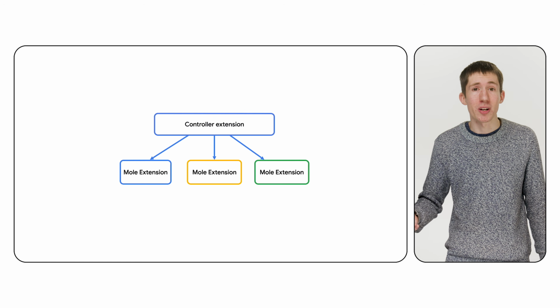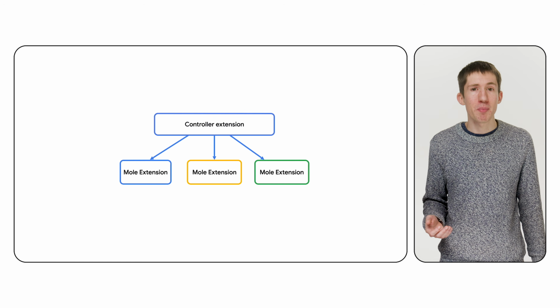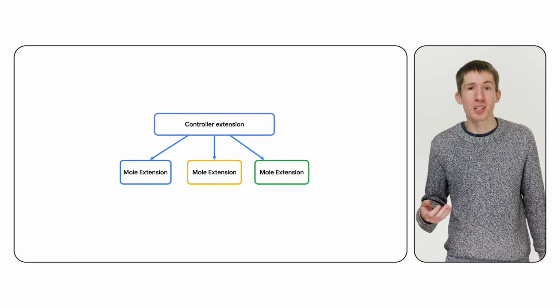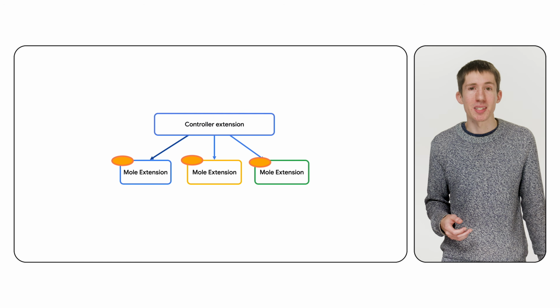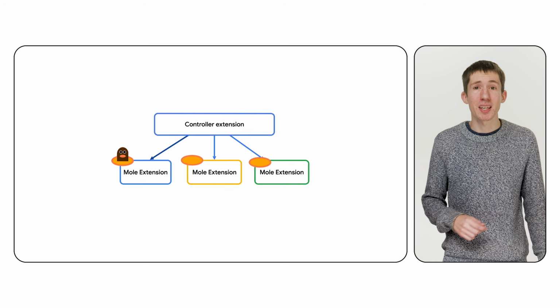There's a main controller extension, which uses the management API to discover the individual mole extensions. Then, periodically, it picks a random extension from this set and sends it a message asking it to display the mole. When the mole extension receives the message, its icon is updated. If the user clicks on it while the mole is showing, a message is sent back to the controller to update the score. If the user takes too long, the icon is put back and clicks are no longer registered.